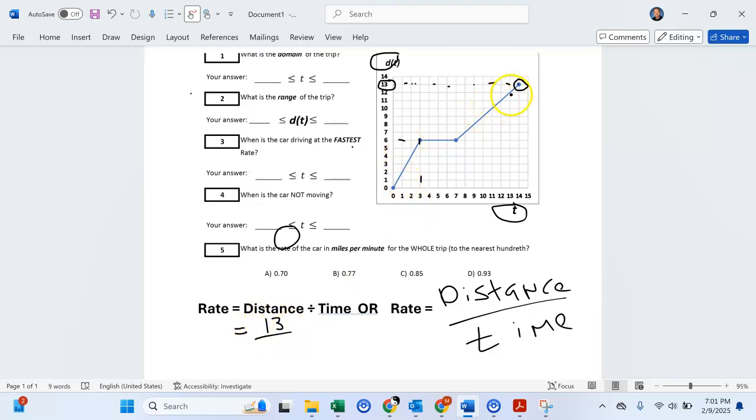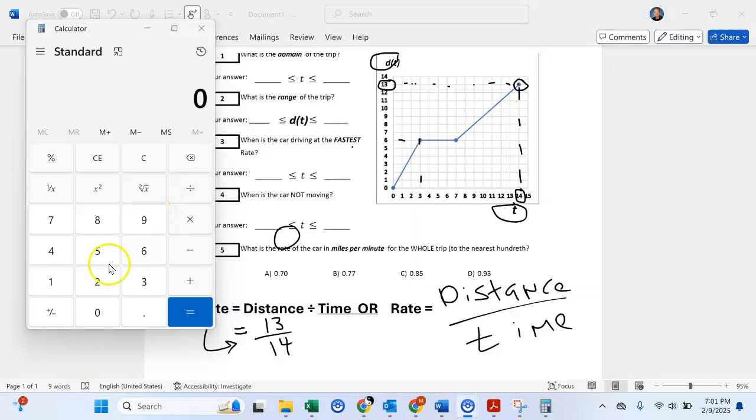By the time. Well, the time is measured down here on the horizontal axis. So we're going to go down here, and that's going to be 14 minutes, okay? Now, that would be the answer. So that's what the rate is equal to, okay? But we look at the answer choices. Well, which one of those is equal to 13 divided by 14? Well, now we got to get a calculator, right? So then we get 13 divided by 14 equals 0.928.